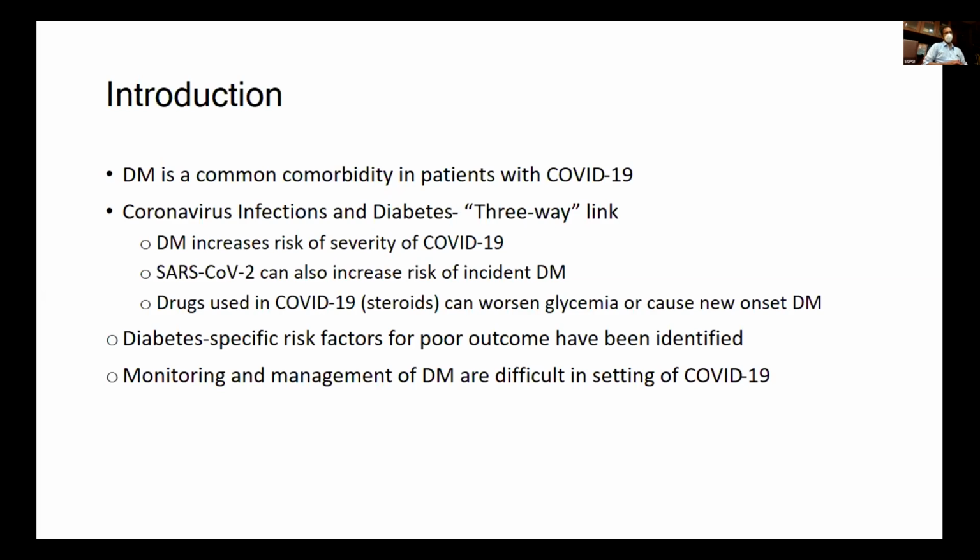So steroids per se can raise the blood sugar in those who have already been diagnosed with diabetes. Like we discussed, diabetes increases the risk of COVID-19. There are certain risk factors associated with diabetes which lead to a poorer outcome. Some of the risk factors are modifiable, some are not. For those that are modifiable, at least we can target them so that a poor outcome can be minimized.